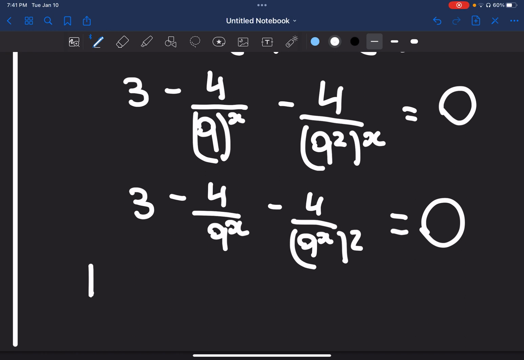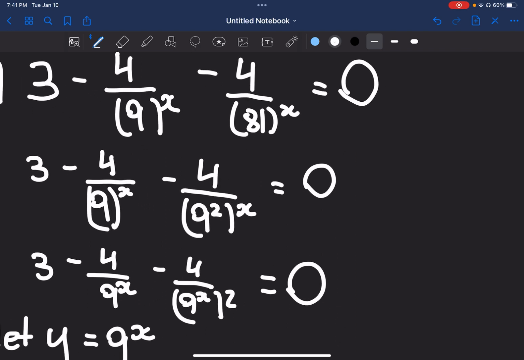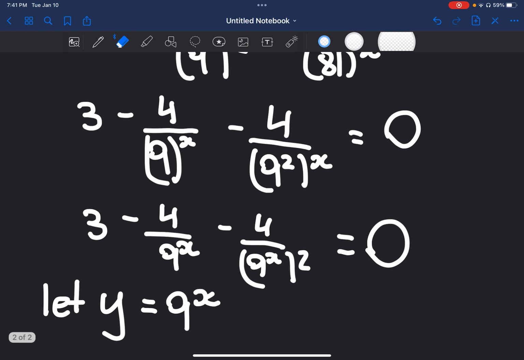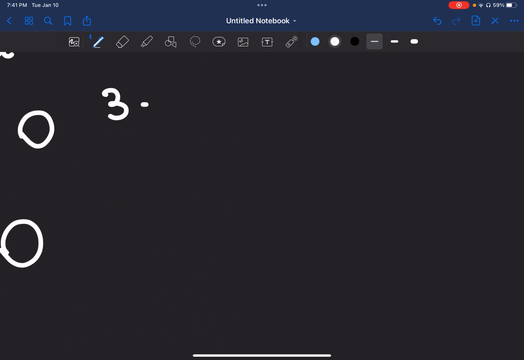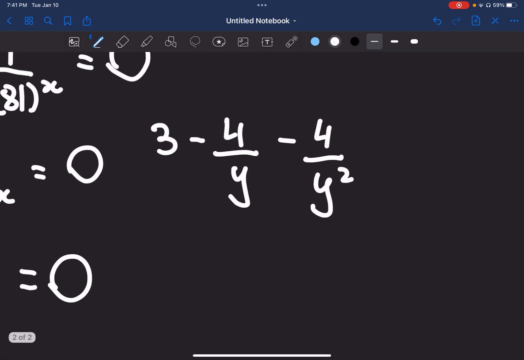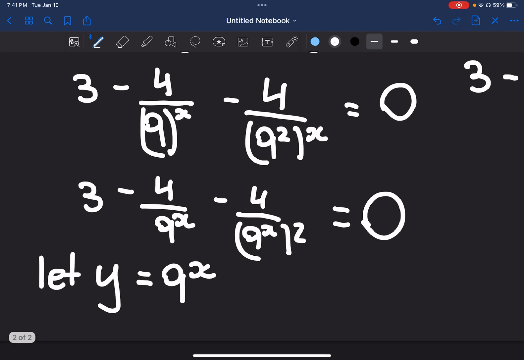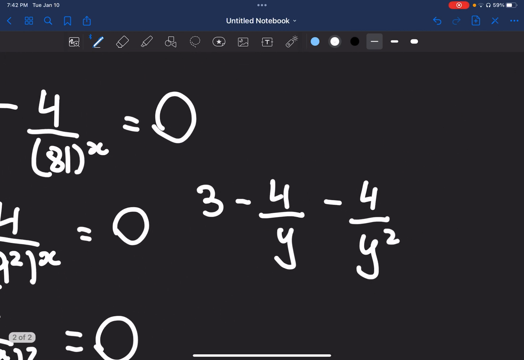What we want to do is let y be equal to 9 to the power of x. Now, why is this? We want to find a quadratic equation out of this little thing that we've been given, okay? So we'll have 3 minus 4 over y minus 4 over y squared. Do you see? And it will be equal to 0.